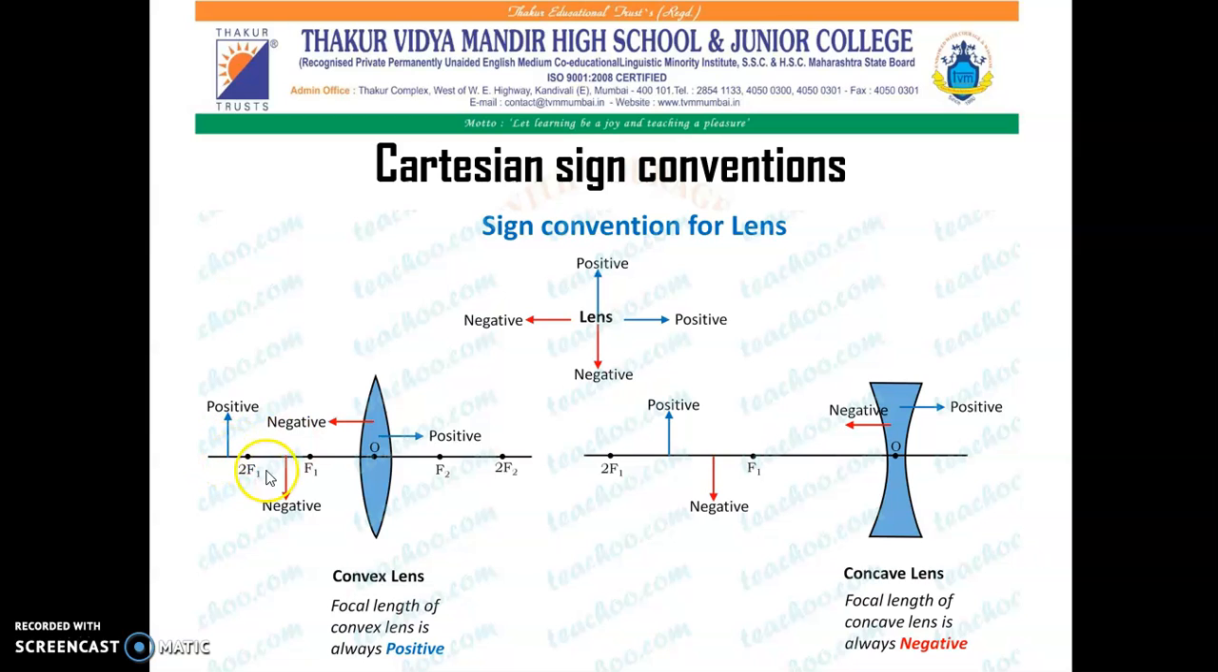The distances which are perpendicular to the principal axis and above it are taken as positive. Here you can see the distance that is perpendicular to the principal axis and above the principal axis is positive in both the cases, convex as well as the concave lens. Whereas the distances which are perpendicular to the principal axis but below it are taken as negative. The focal length of the convex lens is always positive, whereas the focal length of the concave lens is always negative. So these are the Cartesian sign conventions for lens.